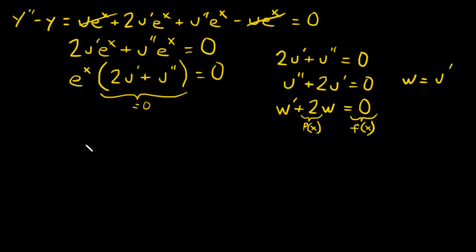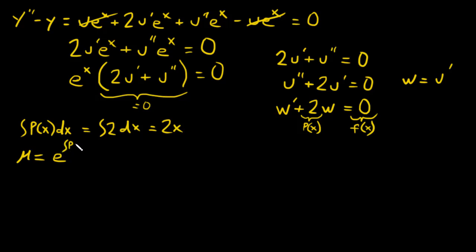So I can now do the whole thing where the integral of p of x dx is going to equal the integral of 2 dx, which is going to equal 2x. Mu is going to equal e to the integral of p of x dx, which is going to be e to the 2x. So now I can solve for w.